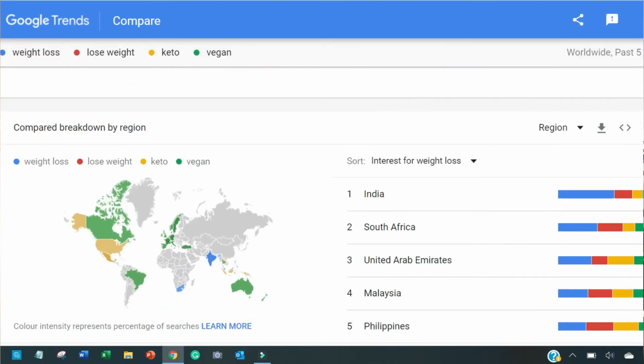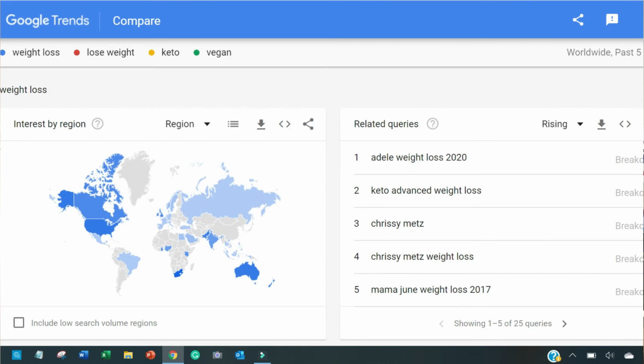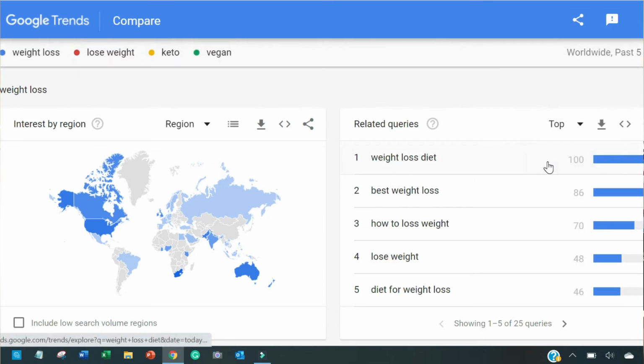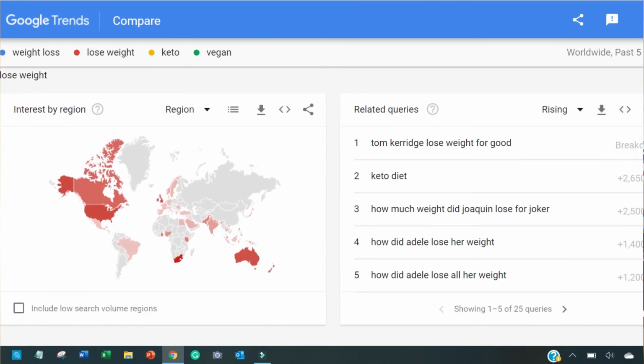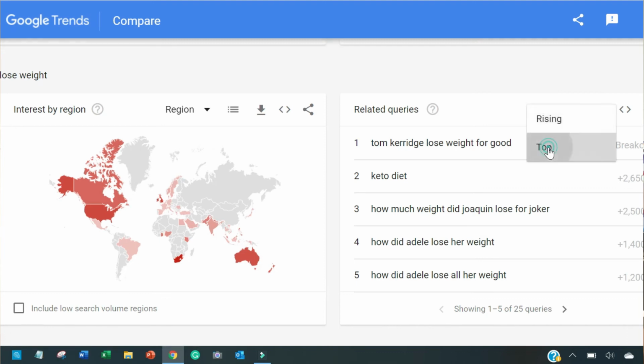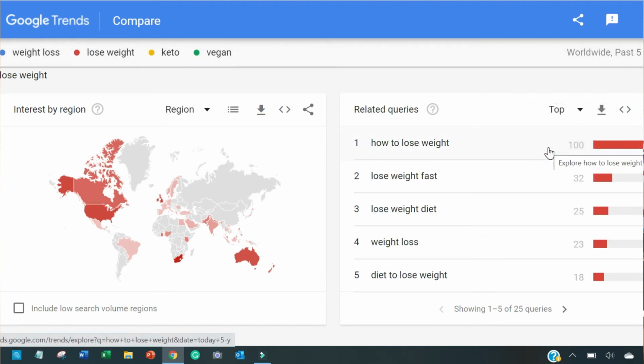If we want to see related queries to weight loss, it doesn't really matter if we use 5 years or 12 months. Adele's weight loss is apparently very interesting. Let's look at what's on top right now when it comes to weight loss. Okay, it's the search term weight loss diet and best weight loss. Those are the ones. Let's scroll down and look into the other terms. Lose weight. Keto is there, that's good. Let's look at the top queries there. How to lose weight.